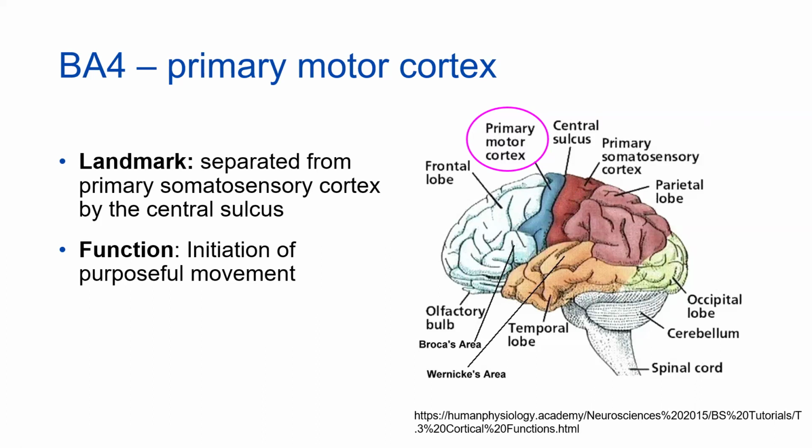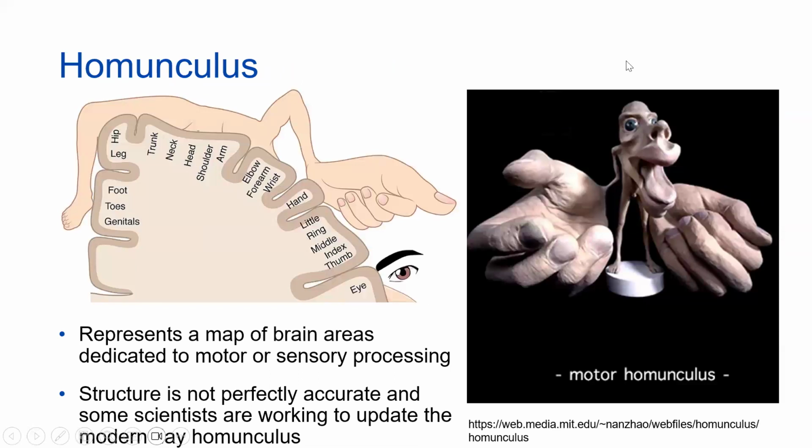So on the next slide, I want to show you something called a homunculus. This funny little guy here. This is a representation of a map of brain areas dedicated to motor or sensory processing. So for example, a lot of our brain is devoted to motor control of our hands and sensory information for our hands, as well as for our lips and our tongue. Not so much for our arms, as you can see from his little arms here.